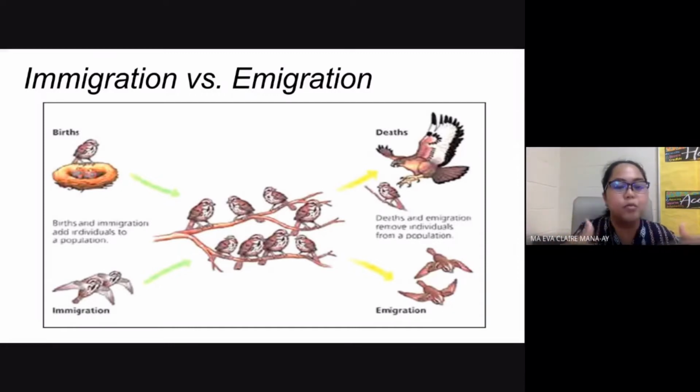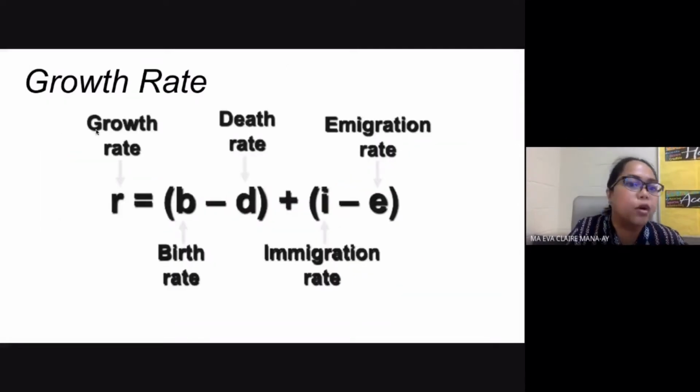So it's very important that you examine those people who would immigrate, those people who would get inside the country. Now our formula for growth rate does not only include the birth rate and the death rate, but it would also include the difference between your immigration rate, people who get inside the country or the state, and those who have left. So this here is the modern formula for growth rate.